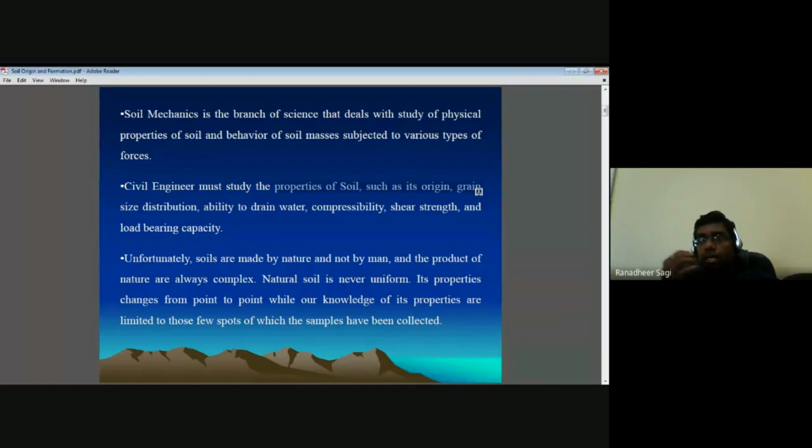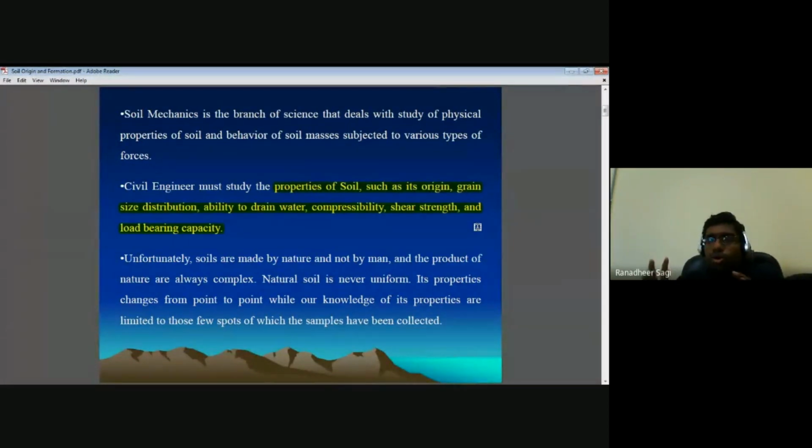Where does that origination of soil happen? And grain size distribution: what are the different sizes of grains or particles existing in that particular soil, and its capability of draining the water, whether the water will pass through that particular soil or whether the water will be accumulated within the void spaces in the soil, and so on. How much compressibility that particular soil has got. Compressibility refers to compression: how much compression will happen in that soil due to the loading that is expected to come on it, and the shear strength of the soil, and the load bearing capacity of that soil.